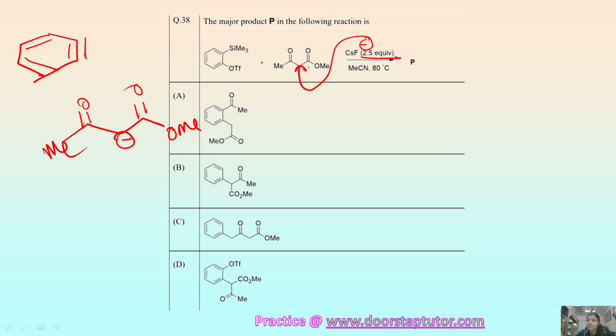This CsF attacks on this particular hydrogen, because that hydrogen is very acidic in nature, and the nucleophile abstracts the most acidic hydrogen. So F minus will attack on this hydrogen, and there is a formation of a nucleophile. This nucleophile attacks on benzyne, and on the benzene we acquire a negative charge. So how are you going to neutralize a negative charge?